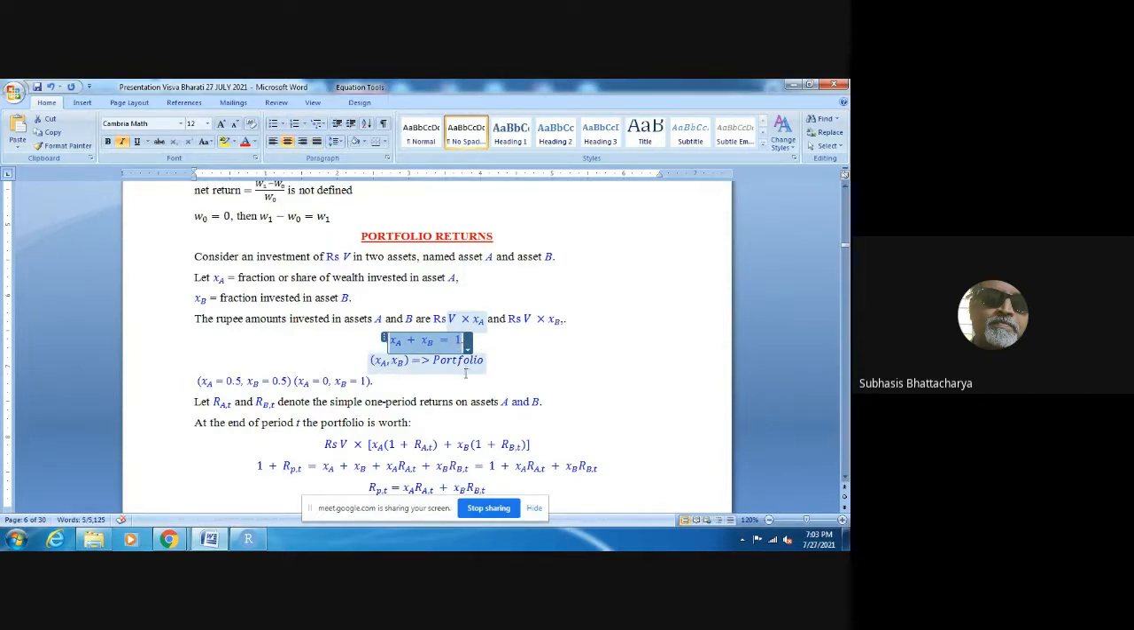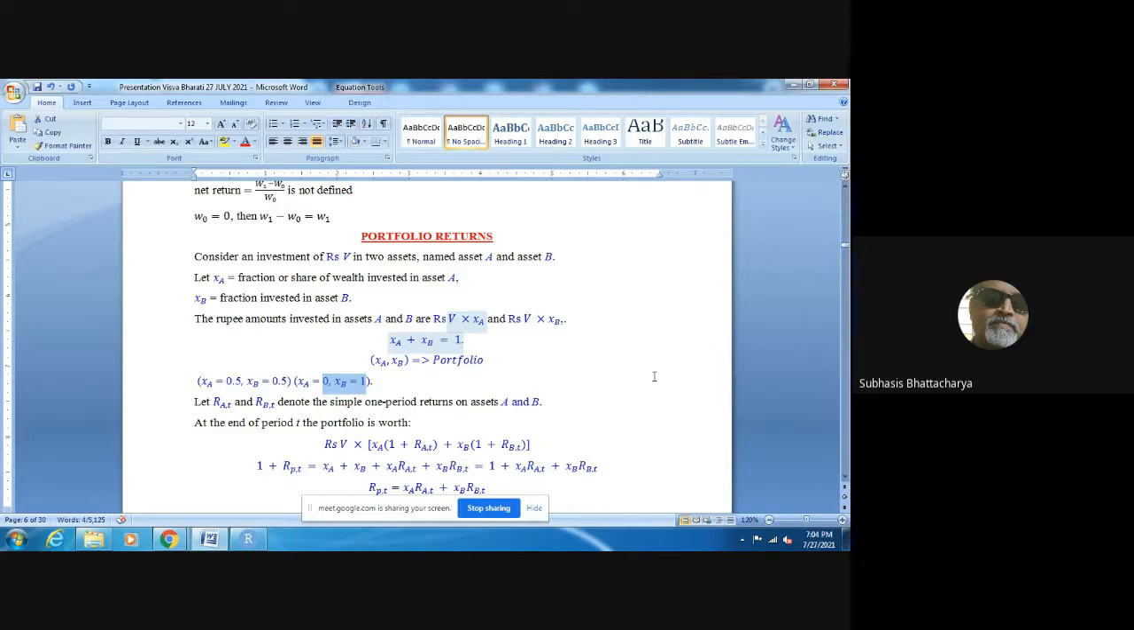Suppose 50% of my V is invested in A share, and 50% is invested in B share. Then my portfolio is 0.5, 0.5. If it is 0 and 1, then the whole wealth is invested in B instead of A. Now suppose RA and RB denote the one-period returns for the two assets, and we wish to determine the simple one-period return of the portfolio defined by XA and XB.